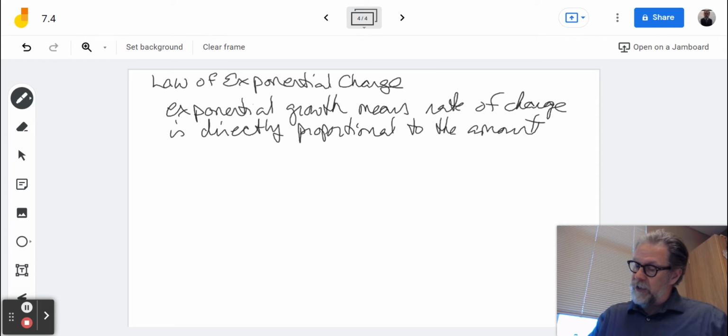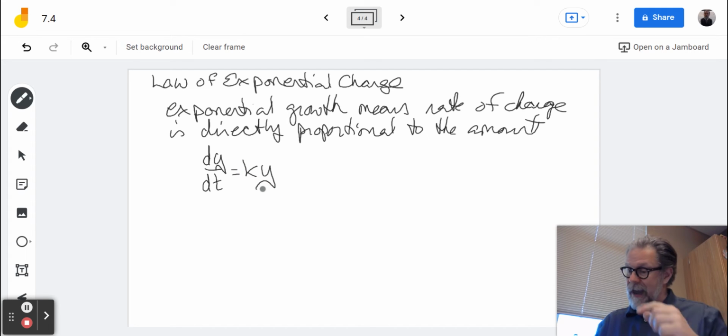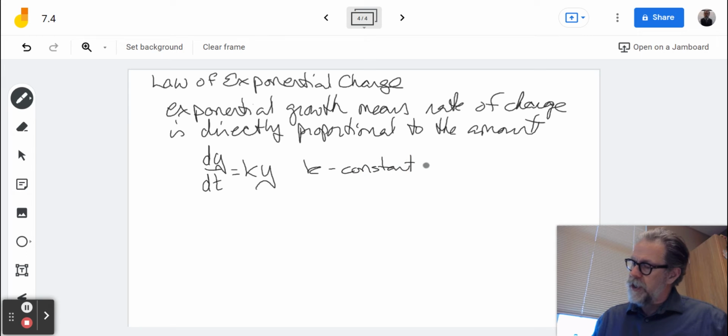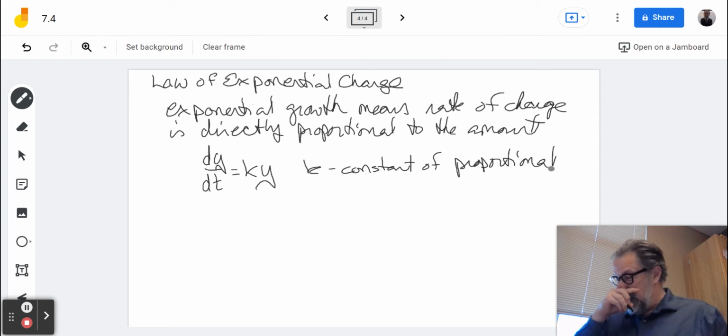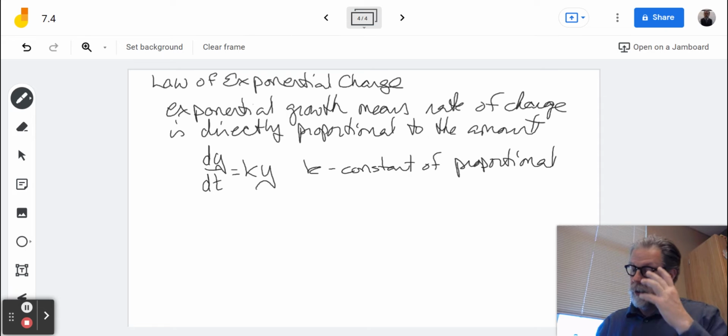And we can write this as dy dx. Well, let's go dy dt because this is going to change with time, is equal to ky, where k is your constant of proportionality. And if you haven't seen this before, directly proportional means that something is equal to ky. You could have inversely proportional, which would be k times 1 over y, proportional to the square, k times y squared, etc. But here we've got directly proportional.